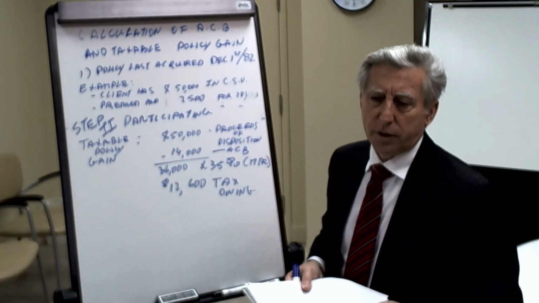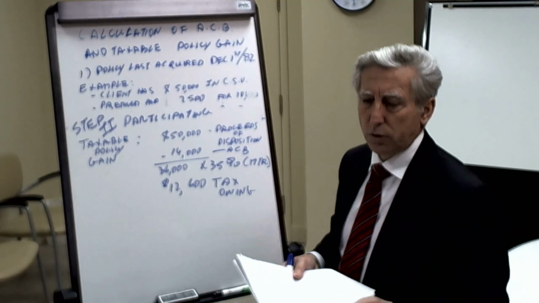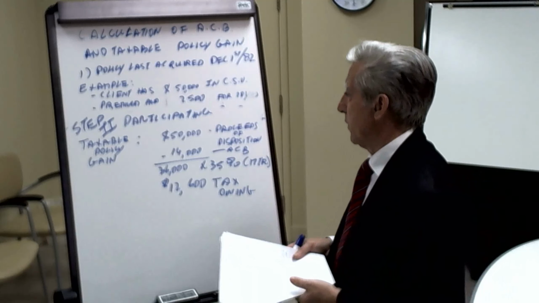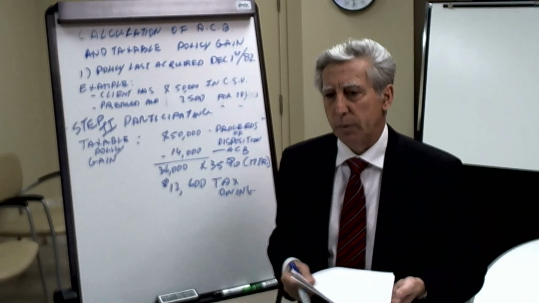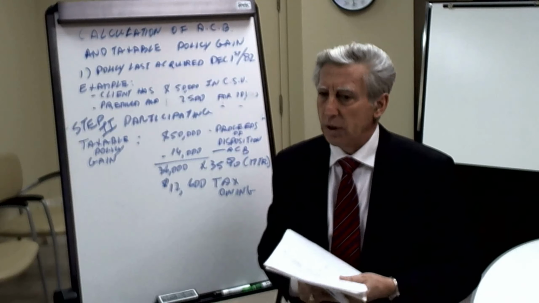And that gives you the amount of tax that you have to send when you do your T1 on all this. So that should give you a pretty good idea of how insurance policies basically are taxed.